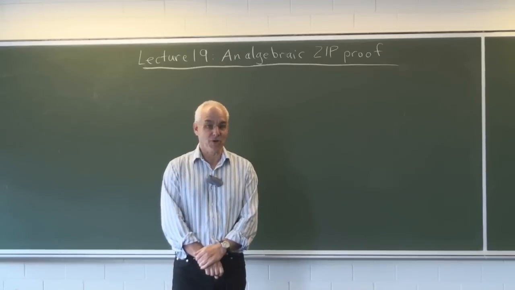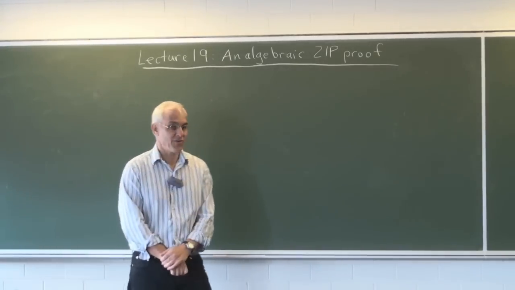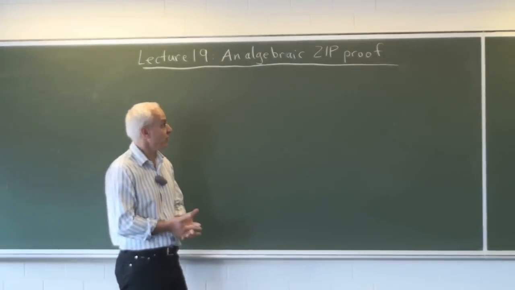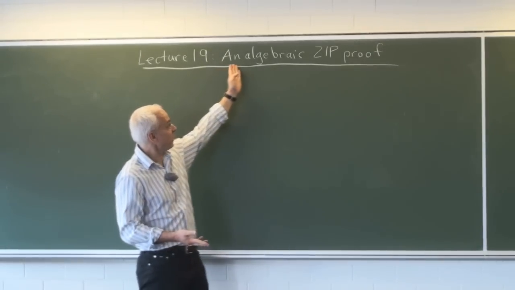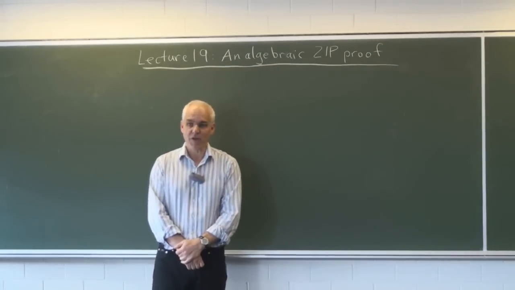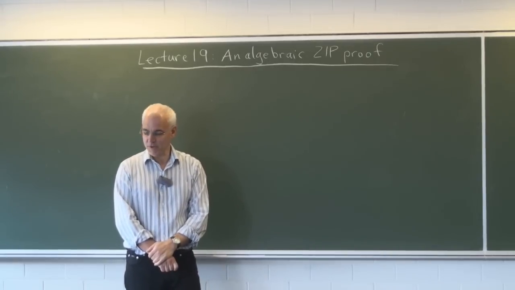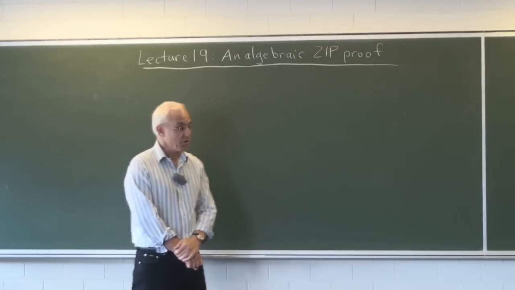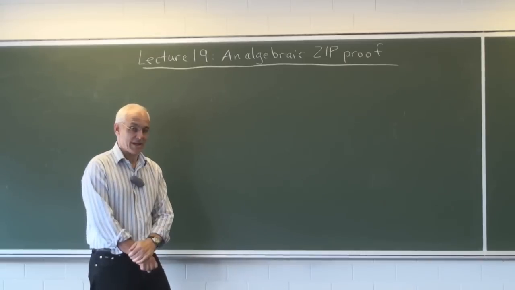All right, so welcome to our 19th lecture on this beginner's course in algebraic topology. I'm N J Wildberger at the University of New South Wales. And today we're going to talk about an algebraic zip proof of the classification theorem of two-dimensional surfaces. So this is an alternative proof to the one that I sketched in the last lecture.